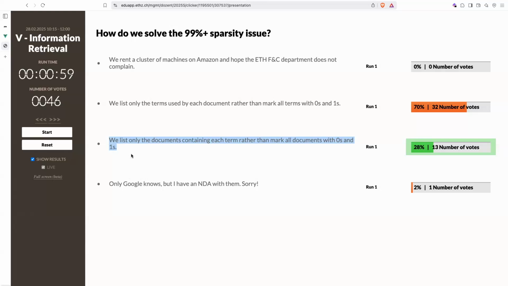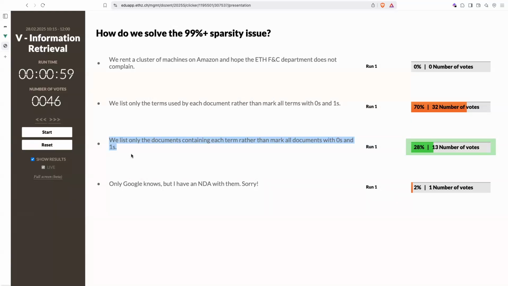Why this answer and not the second one that looks incredibly alike? Put yourself in the shoes of the user. The user is interested in giving you terms, and they want the documents that go with the terms. So you should design your structure in such a way that the entry point of the structure are the terms. And then for the terms, you get the documents. So that's why we list the documents containing each term.